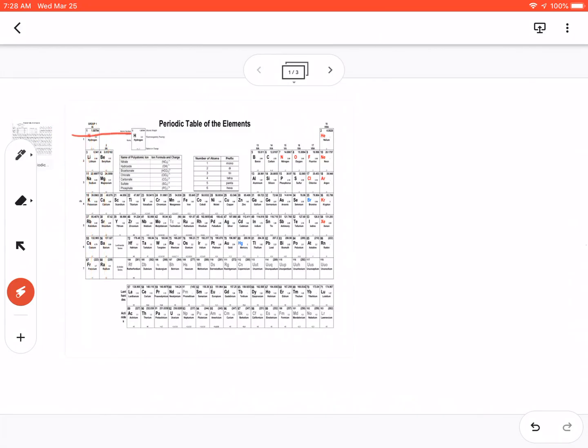So hopefully from yesterday, if you recall, you learned that if the element was in period 1, like hydrogen, helium, it would have only one orbit. And if the element was in period 2, let's say like nitrogen, it would have 2 orbits. Period 3, 3 orbits. Excellent. So the period number is going to tell us how many orbits it has.